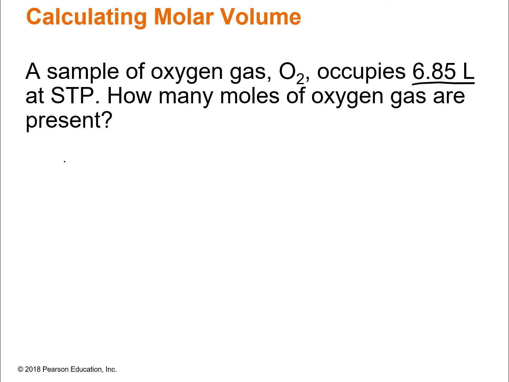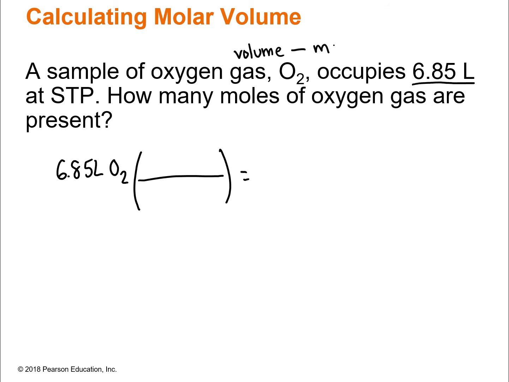We're starting with 6.85 liters of oxygen gas. And we need to get to moles. Same thing as before. Volume to moles question. So we're going to use molar volume. We know that 1 mole of any gas at STP has a volume of 22.4 liters. We're going to put that 22.4 liters down at the bottom so that it cancels out, and 1 mole at the top.